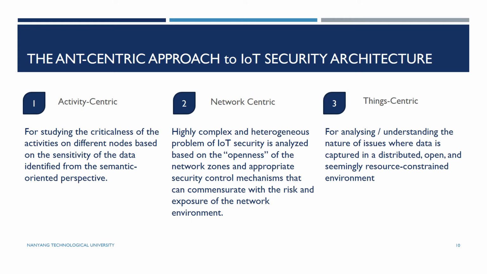So what is this A and T centric approach to IoT security architecture? The first one is the activity centric, the A, for studying the criticalness of the activities on different nodes based on the sensitivity of the data identified from the semantic-oriented perspective. This corresponds to our earlier design goal about identifying the critical and sensitive data that are being processed.